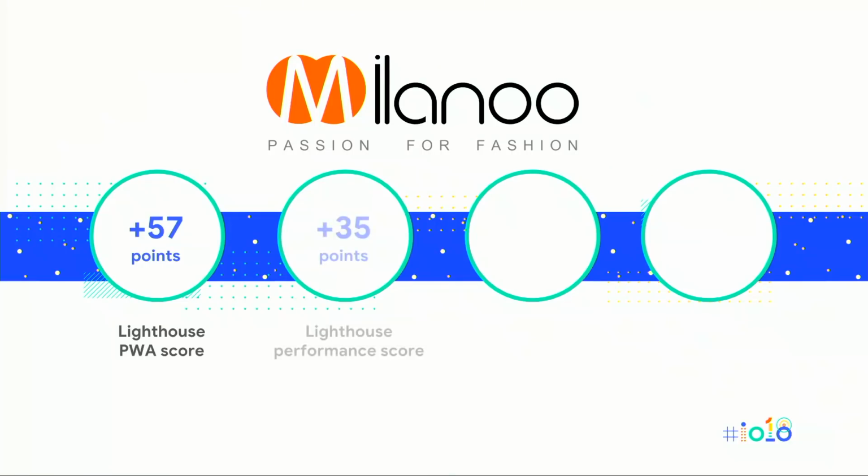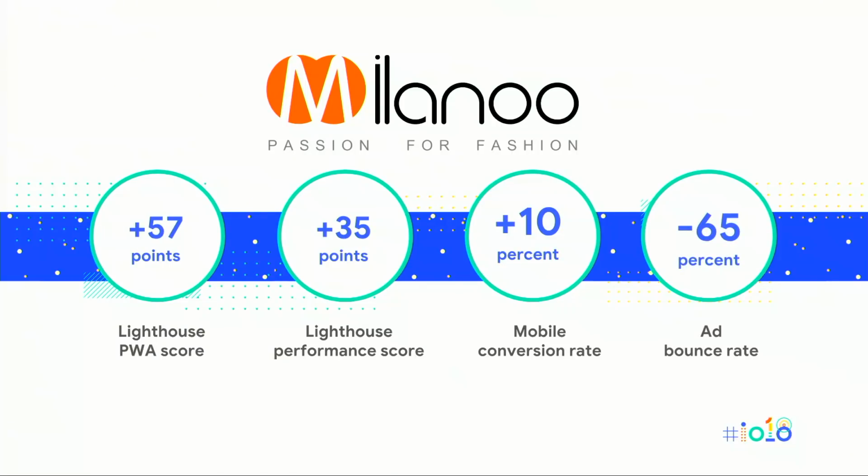And they improved their Lighthouse performance score by 35 points to 75. And as a result of just making these 2 improvements, they were able to see a 10% increase in their mobile conversion rates, as well as a 65% decrease in their ad bounce rate. So pretty awesome stuff, but we also know that on the Lighthouse team, there's still a lot we can do to make the product even better for y'all to use.